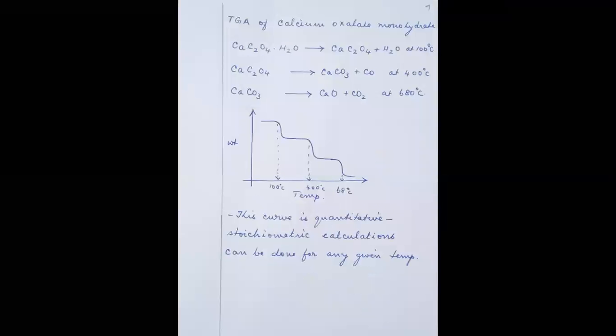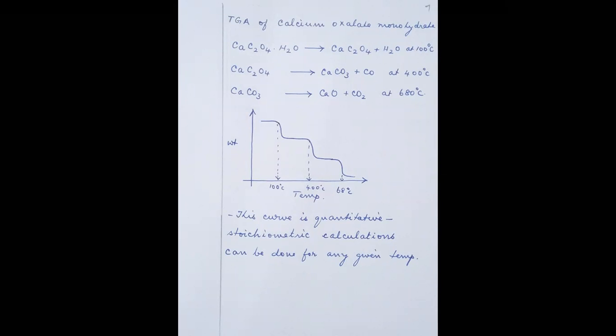So you can see the thermogravimetric analysis of calcium oxalate monohydrate. Look at this calcium oxalate monohydrate. At 100 degrees centigrade, there is a mass change because the calcium oxalate monohydrate becomes anhydrous calcium oxalate. The water molecule comes out.